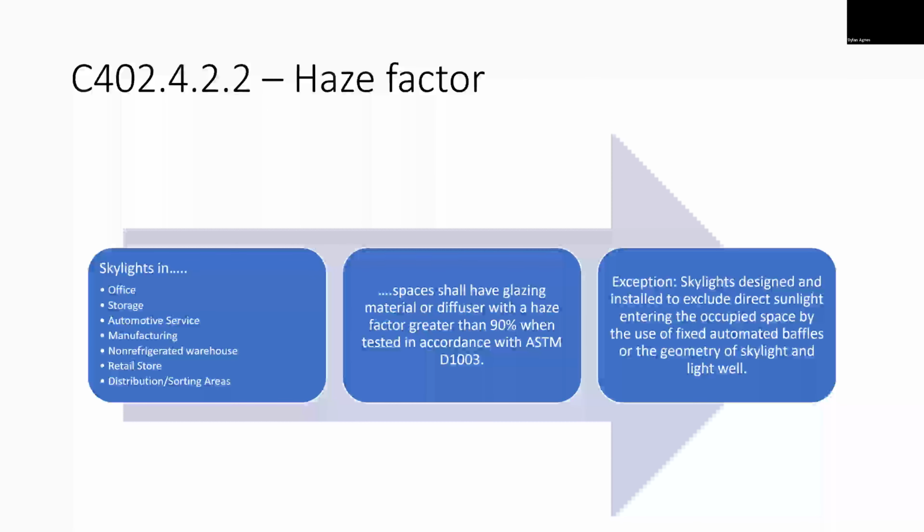But the other thing about skylights is the haze factor. So skylights in the following spaces shall have glazing material or diffuser with a haze factor greater than 90% when tested in accordance with ASTM D1003. Exception: skylights designed and installed to exclude direct sunlight entering the occupied space by the use of fixed automatic baffles or the geometry of the skylight and the light well. So basically, have you arranged it so the light just bounces and is diffused that way, rather than direct access and then having material diffuse it for you.